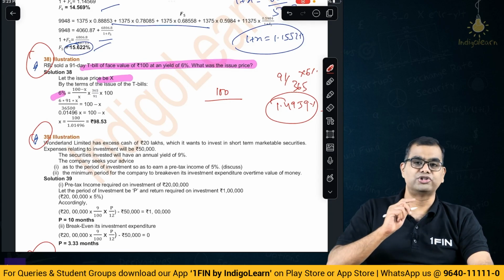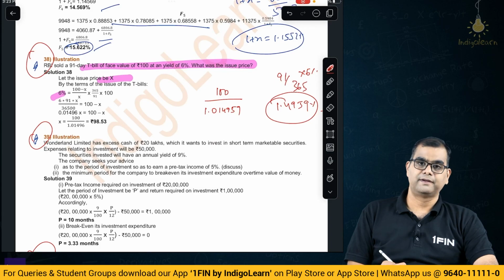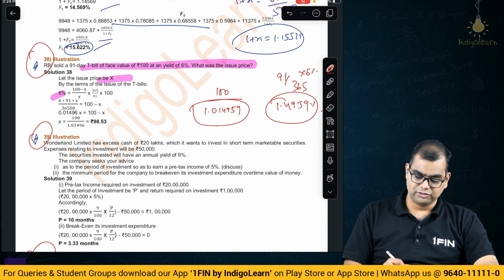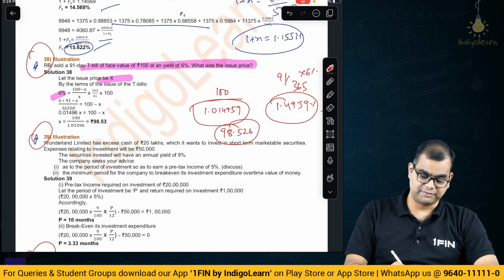So, what is the original loan? So, what you do is 100 divided by 1.014959 will give you the loan value. So, what I will do is I will put this as denominator and 100 divided by 1.014959. You will get 98.526 or 53, and write 526. This is the value.